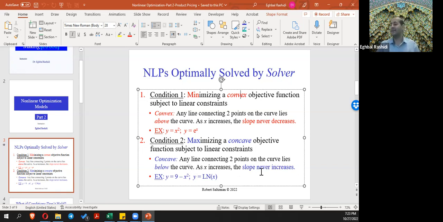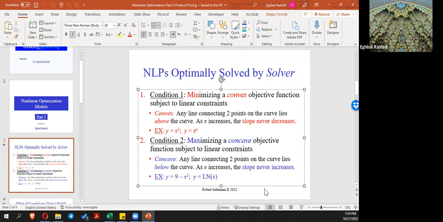That means the slope never increases. So it's kind of going down. If it's always going down, for that you can be sure that you'll find the optimal solution. Or if you are minimizing, it has to not be decreasing, so it has to go up or stay the same. That's a convex function. Something like this. So this is a convex function.